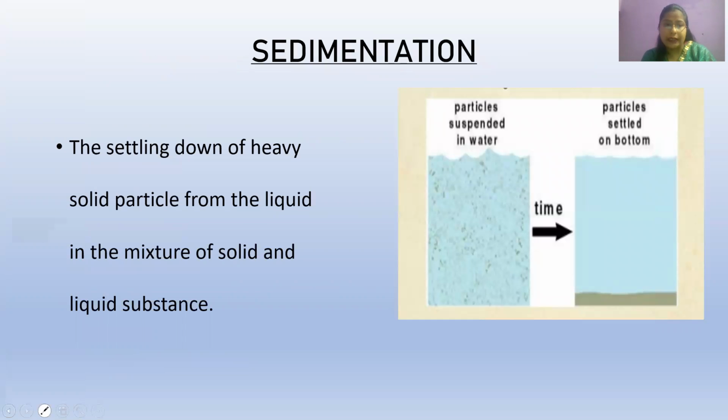So, what is sedimentation? The settling down of heavy solid particles from the liquid in a mixture of solid and liquid substance. You can see in this picture, this is a mixture of solid and liquid. After some time, the solid particles will settle down at the bottom and the liquid will be in the upper layer. This process of settling is known as sedimentation.